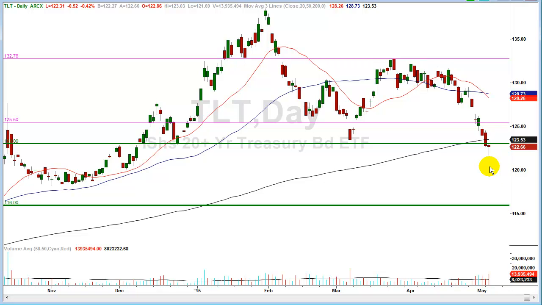Systematic approach to investing. It's paint by numbers. I'm out. It didn't do what it was supposed to do. Tomorrow, could it move up and could I be wrong? Absolutely. But I paint by numbers, and if it doesn't do what it's supposed to do, I move out, and that's the end of it.